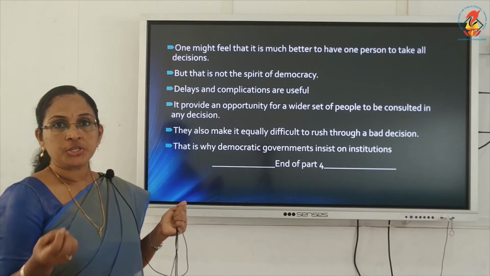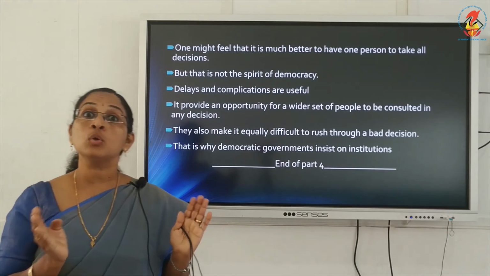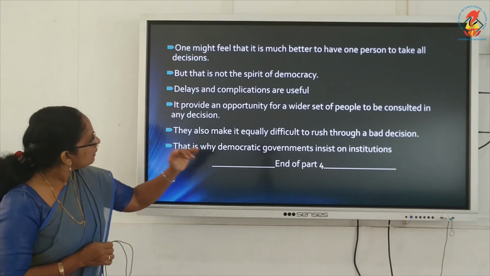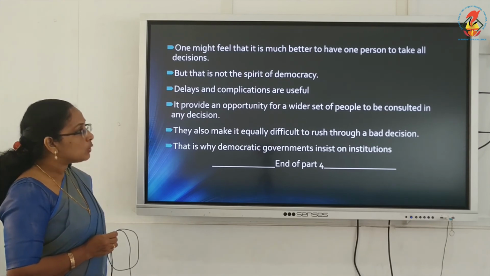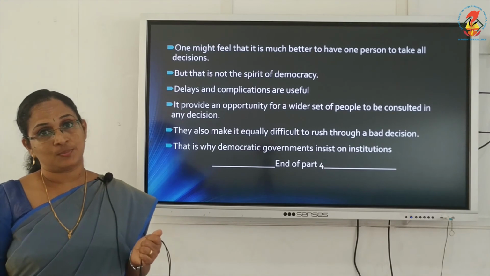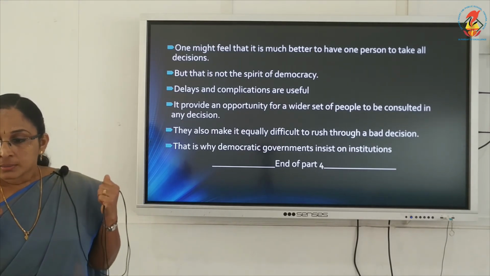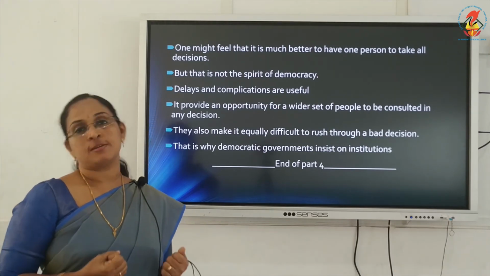In democratic countries, this time delay will be there, delays and complications will be there, but that complication or delay actually gives an opportunity for a wider group of people to be consulted in any decision. That makes it equally difficult to rush through a bad decision also. So we can conclude that all the democracies insist on institutions.